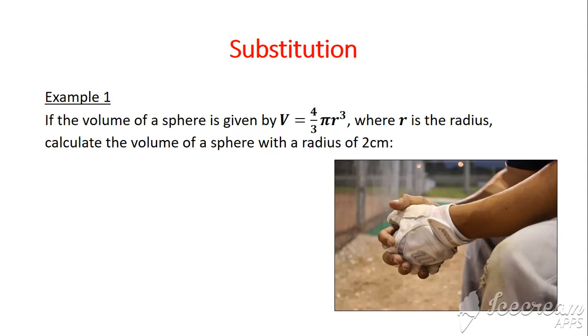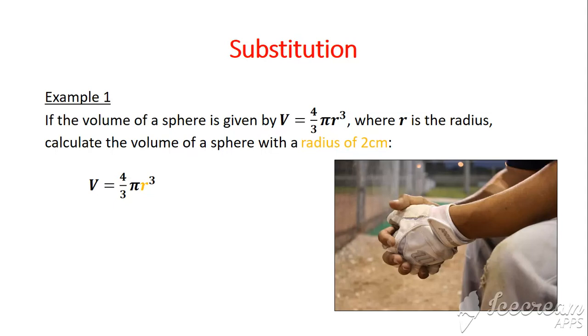All right, let's get straight into some examples and show you just to brush you up on this skill. If the volume of a sphere is given by V, which means volume, equals 4/3 times that number pi times r cubed, where r is the radius, calculate the volume of the sphere that has a radius of 2 centimeters. So in other words, substitute 2 into the rule. So here's the rule. V equals 4/3 times pi times r cubed.